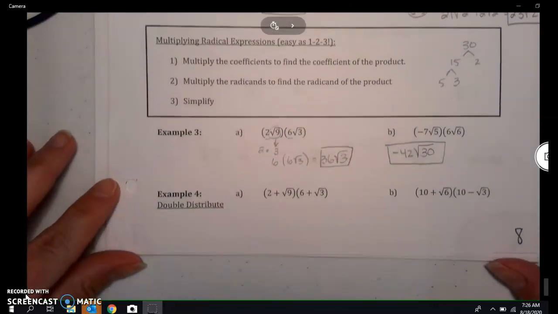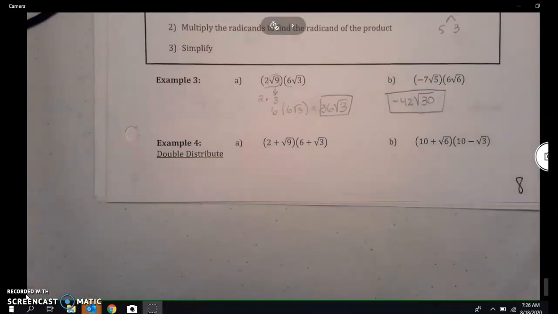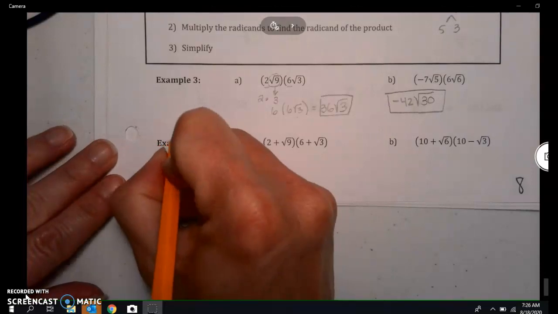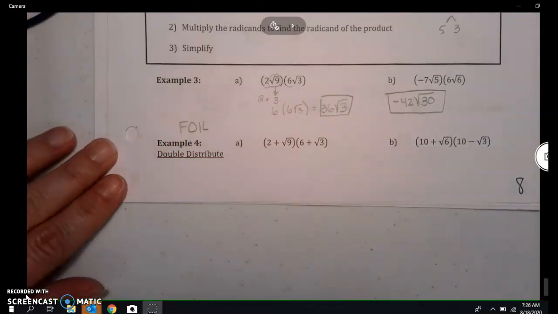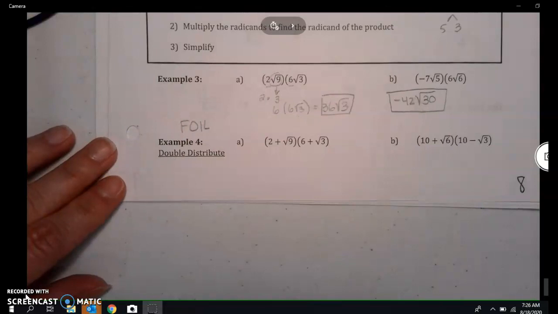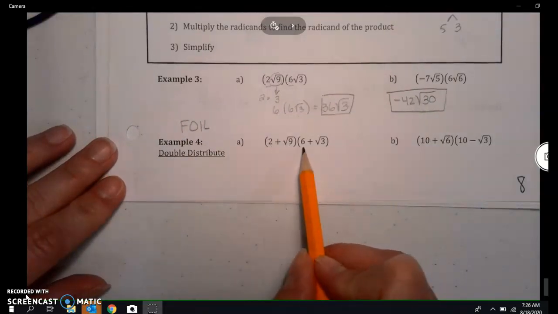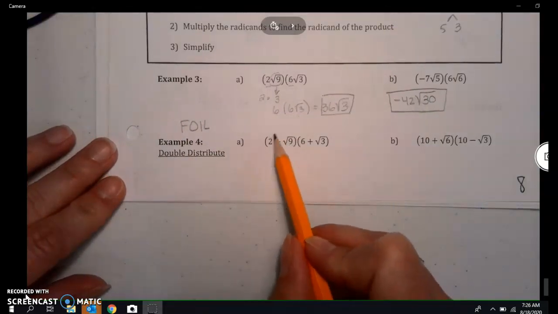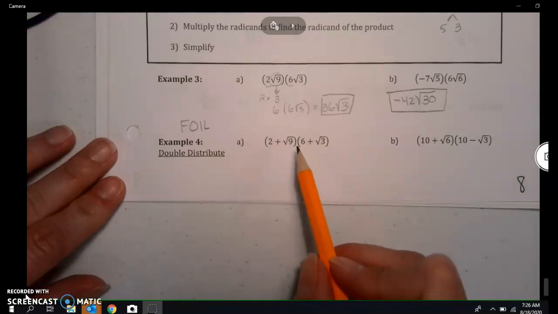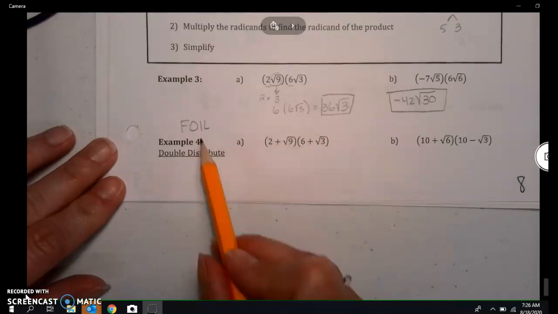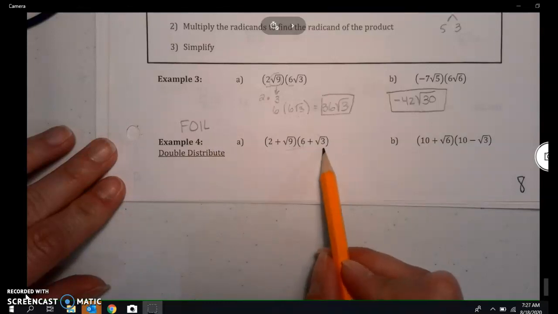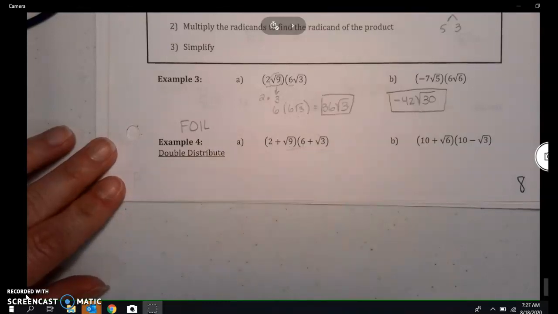Sometimes we have to do what's called double distributing. So double distributing is basically using something, and this is a little acronym we're going to learn maybe next week, and I'll just tell it to you right now, FOIL. What it stands for is multiplying the first term times the first term, the two outside terms, I is for the two inside terms, and L is for last, meaning the last term times the last term. That's a way to help you realize that, yes, I've distributed everything I need to distribute.